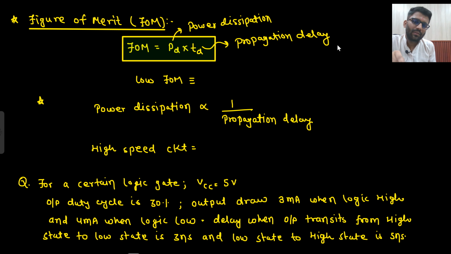Okay. So what do you think? Do you want a figure of merit to be high or low? You will want it low. Why low? Because you would want your delay to be low and power dissipation to be low as well.